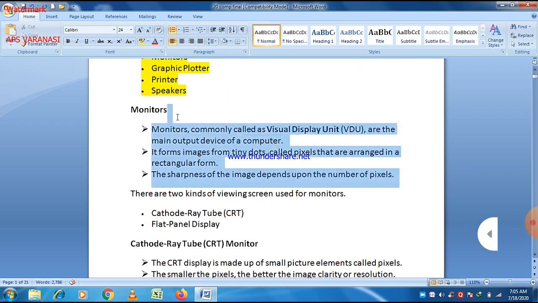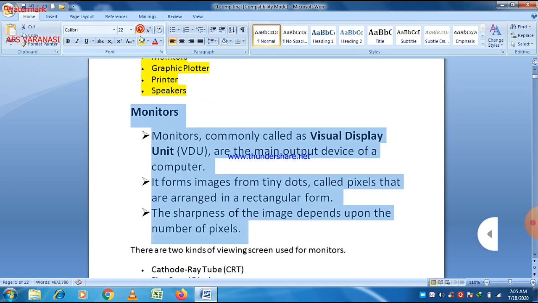Monitors are commonly known as visual display unit, and it is a very important question sometimes asked in the examination: what is the second name of monitor? Visual display unit is the second name of monitors. Monitors are also called visual display unit, and these are the main output devices of a computer.